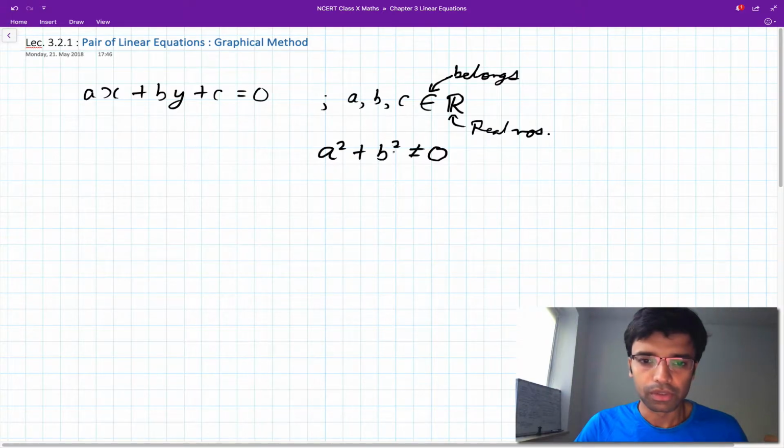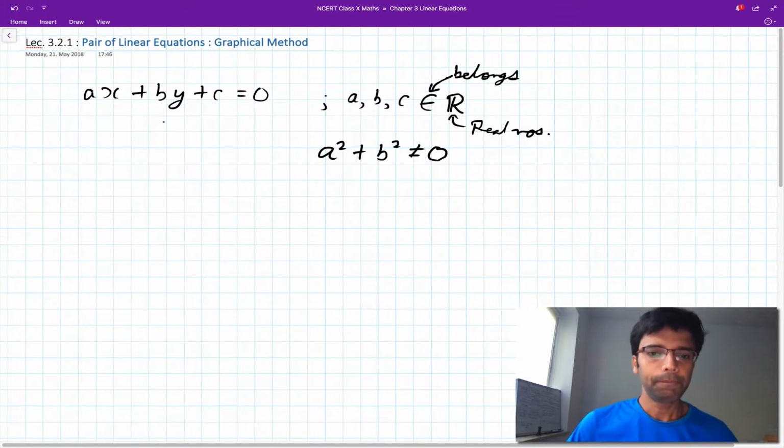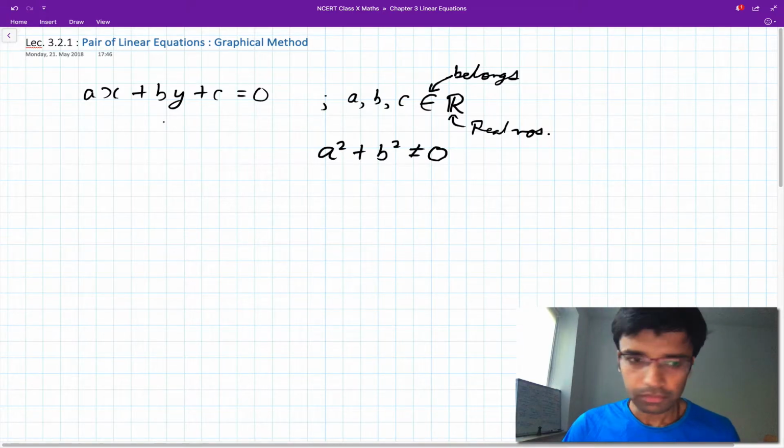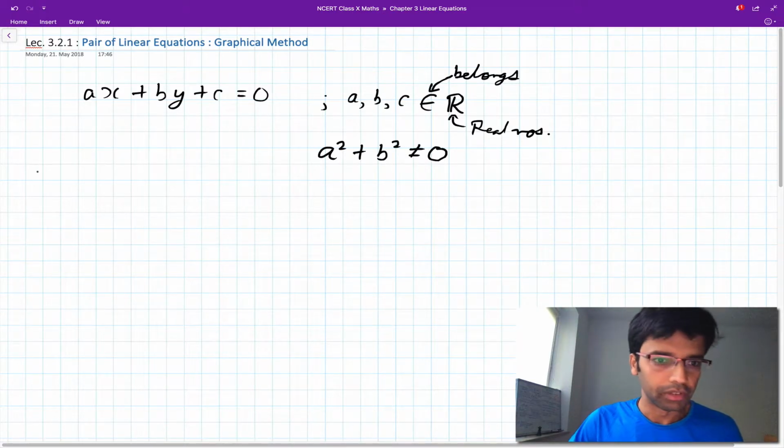So in order for a square plus b square to equal 0, both a and b have to be 0. So this is just another way of writing that a and b should not both be 0 at the same time, because if both a and b are zeros, then you will just have a statement like a constant is equal to 0 or something like that, and we don't have a linear equation. Okay, so this is how we represent a linear equation.